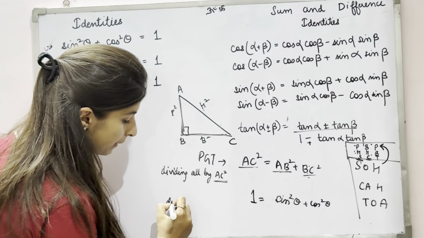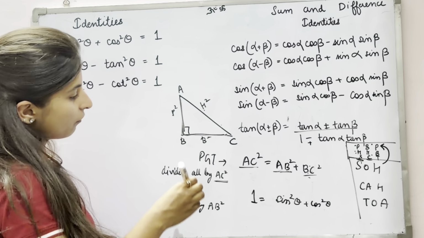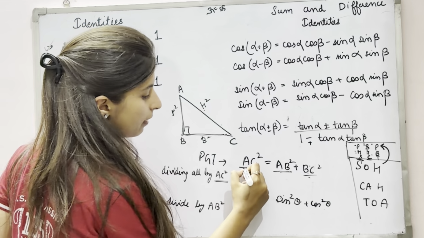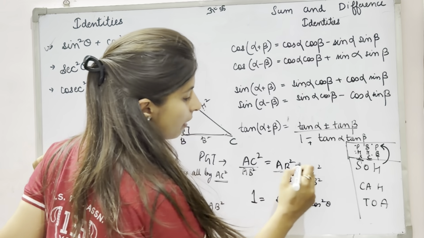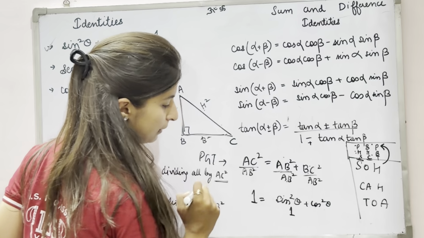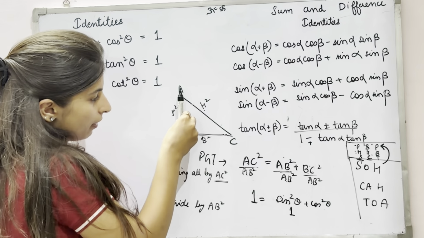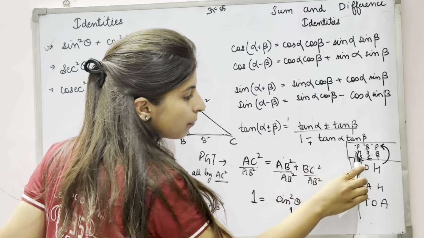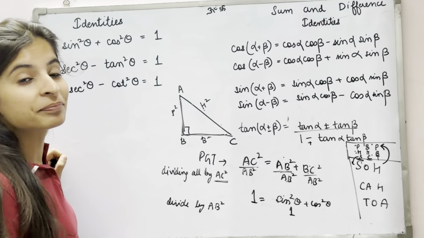Now I am dividing everything by AB square. AB square upon AB square becomes 1. AC square upon AB square: AC is hypotenuse, AB is perpendicular. What is hypotenuse upon perpendicular? Opposite of sine. What is opposite of sine? Cosecant.